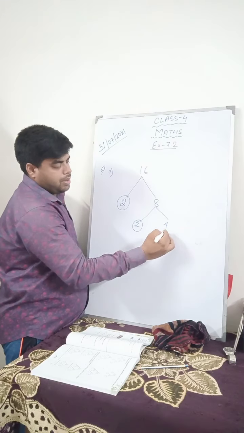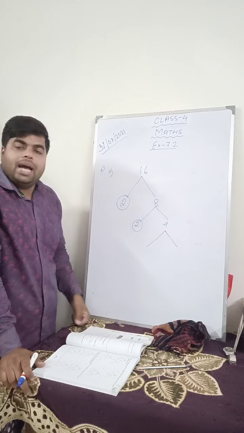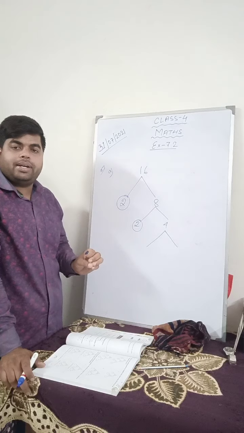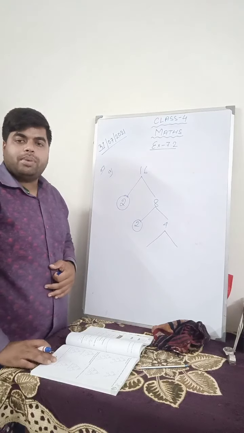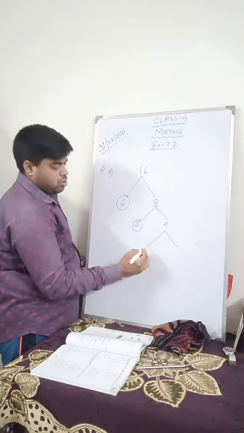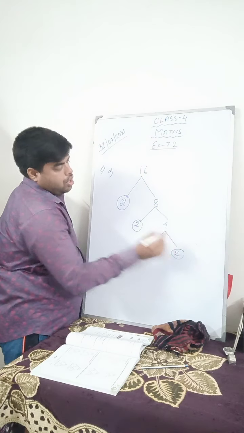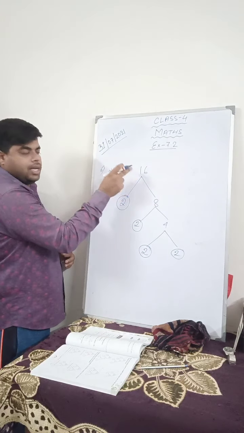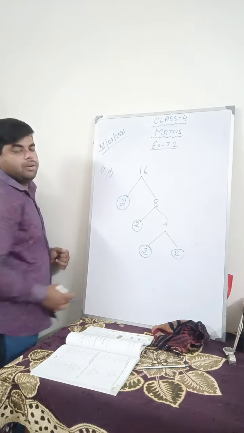4 is a composite number. That means the number which has more than 2 factors. That means apart from 1 and the number itself, there are other numbers which can divide the given number. Those numbers are known as composite numbers. So 2 into 2. Now you see both are prime numbers. So the number started with 16 and you kept on dividing, and you see finally you got the prime numbers.